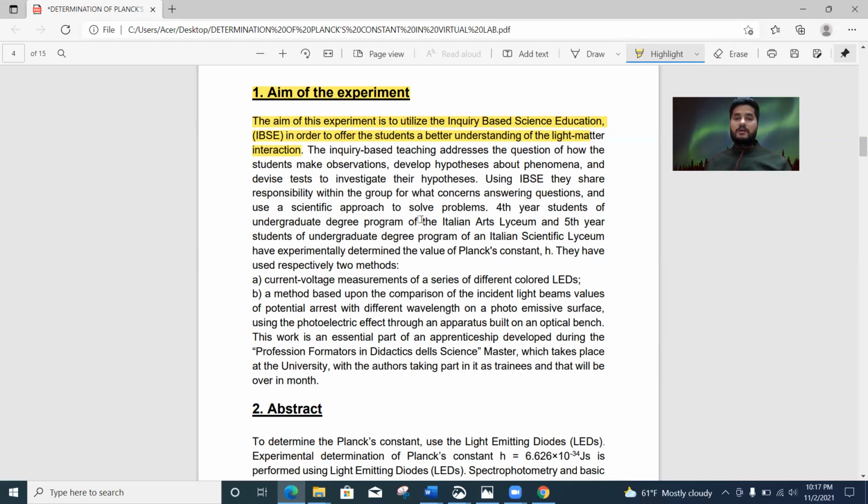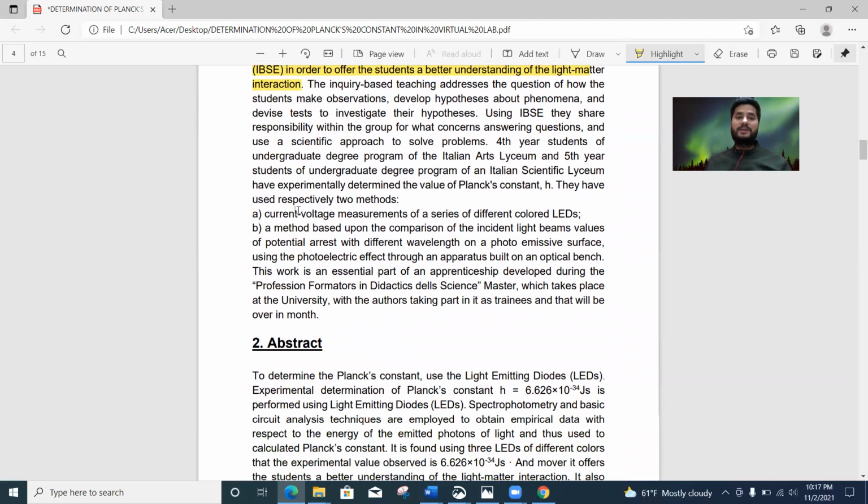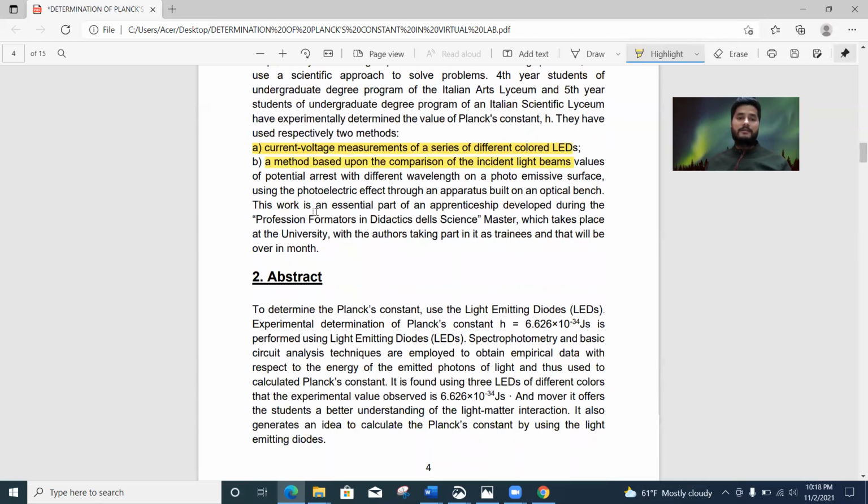As fourth year students of the university in Italy, they can calculate the value of Planck's constant by two methods. The first one is the current-voltage measurement method with a series of different color LEDs, and the second one is the method based upon the comparison of incident light beams, which have different potential values.